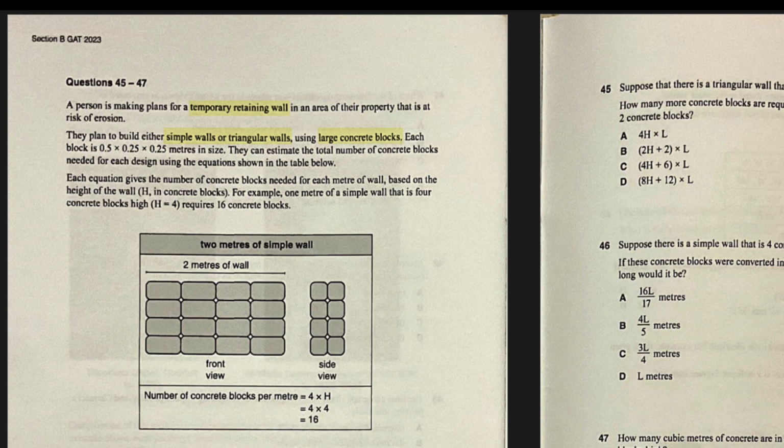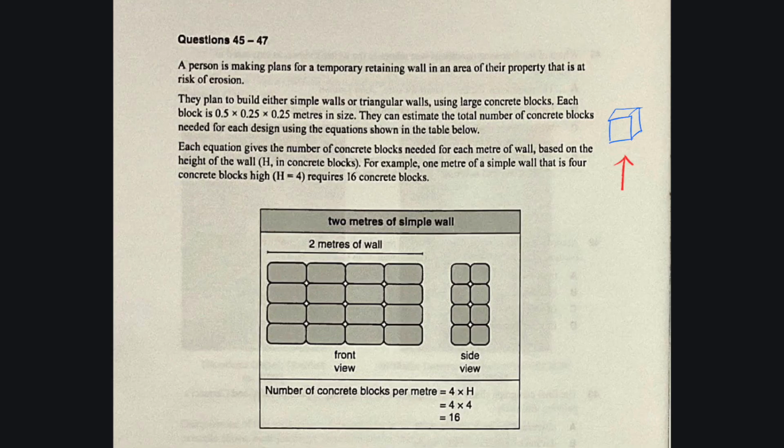Okay, so there are walls, and each wall is composed of smaller blocks. And the block dimension is 0.5 by 0.25 by 0.25. So the block dimension, not the wall dimension. And at first, I thought the blocks looked something like this, and I like to draw them out just to visualize them. But having a look at the diagrams in the graph, in the table, and also considering the dimensions, the blocks look a bit more like this.